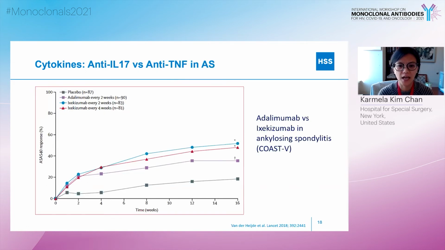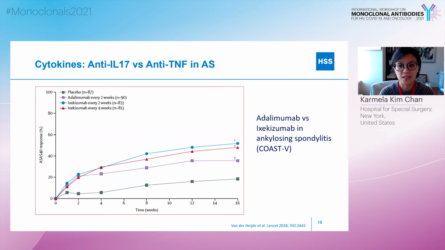This is another head-to-head trial using adalimumab as the active comparator. The condition here is ankylosing spondylitis, and the trial drug is ixekizumab, an anti-IL-17 agent. 341 biologic-naive patients were randomized to either drug or placebo, and the outcome measure at week 16 is the ASAS-40, which, as you may have figured out by now, is a 40% improvement in relevant disease parameters in ankylosing spondylitis.